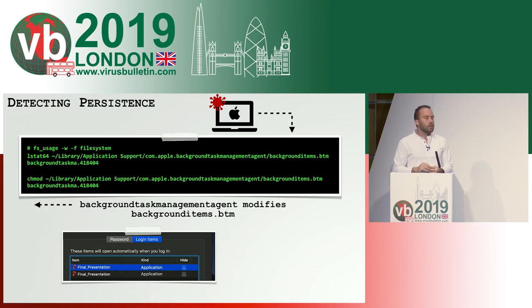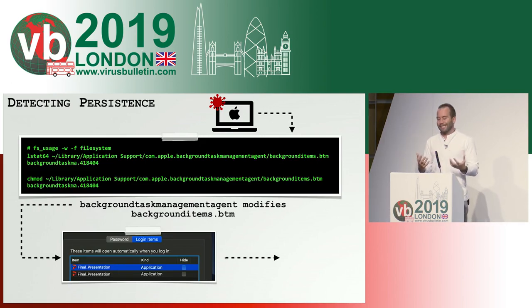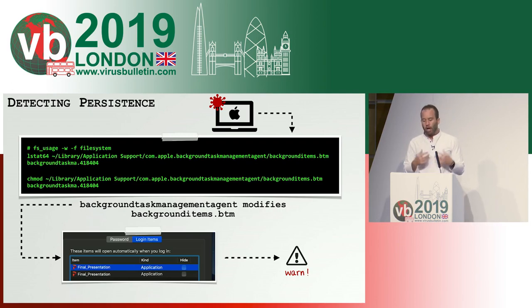We can also detect WindTail when it goes to persist itself. So recall that WindTail persists itself as a login item, pointing to an application in the user's library directory. That's somewhat strange, that's somewhat odd. Now, this isn't documented by Apple, but on recent versions of macOS, login items are saved or persisted by Apple's background task management agent. And it does this by writing them out to a background.items file.